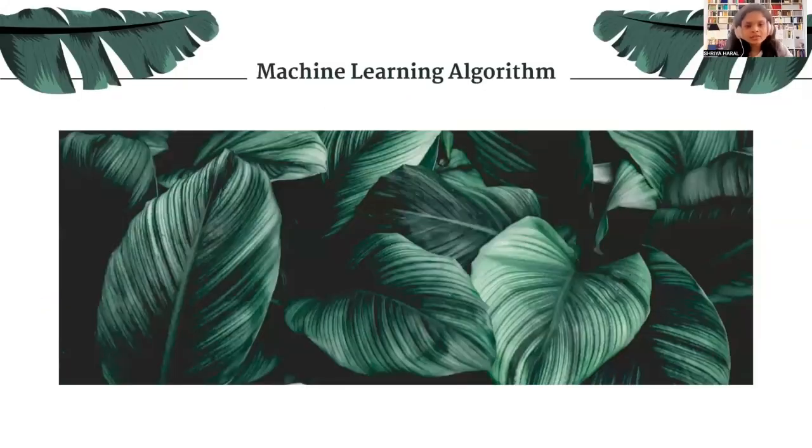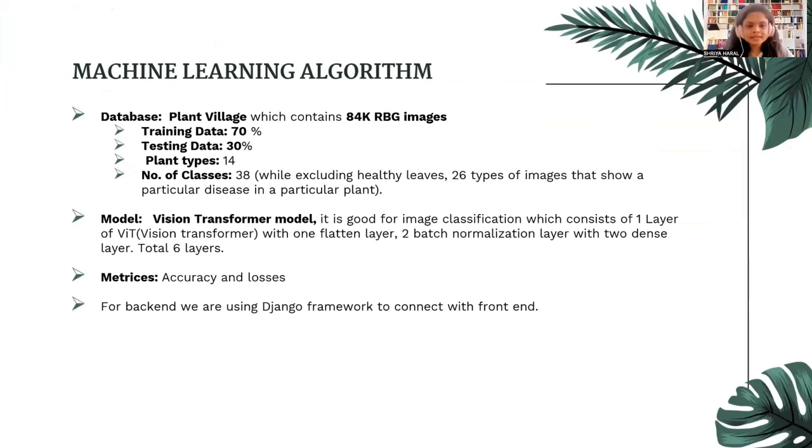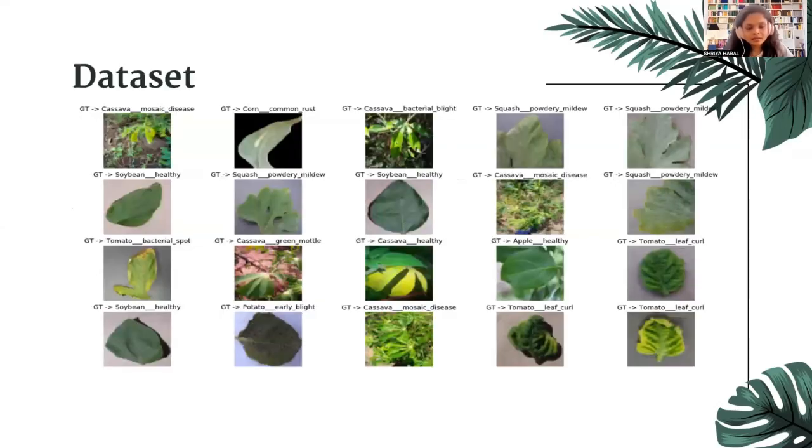Okay, so talking about the algorithm which we have used, you can go to the next slide, please. The data set which we are using is the PlantVillage data set, which consists of 8,000 RGB images, from which we are using 70% of those images for training and 30% for testing. The plant types which we have chosen are 14 types. You can see them in the next slide. The number of classes is 38. So this is how our data set is going to look like.